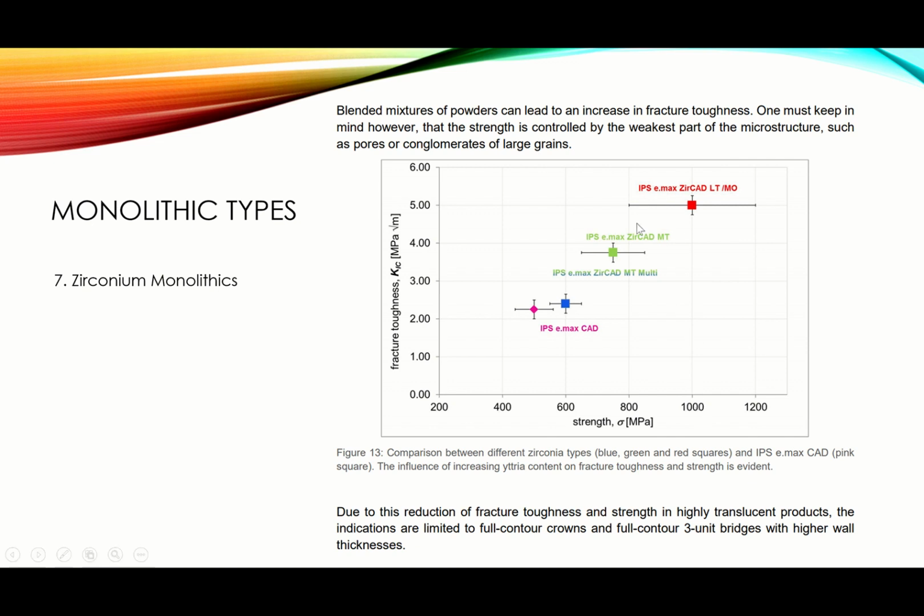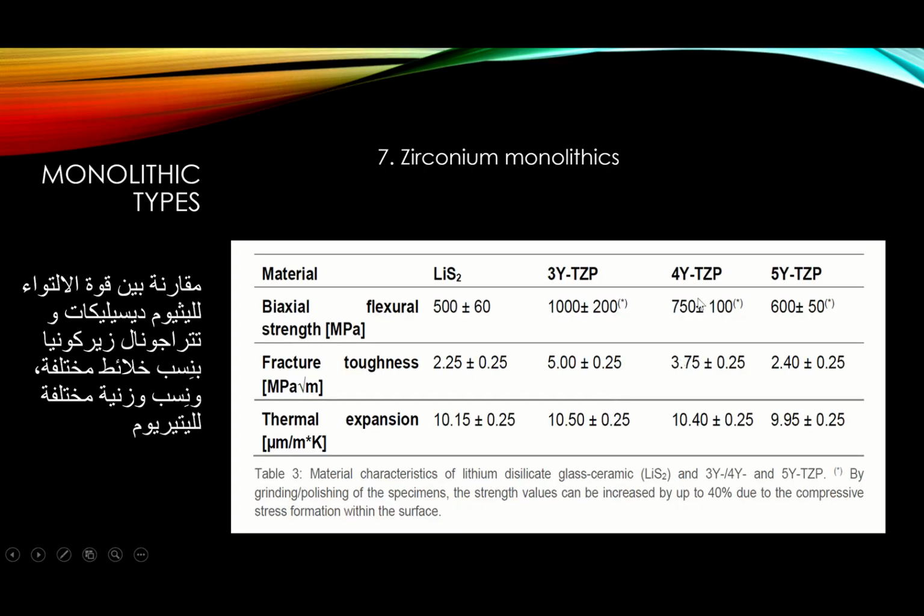All right, now when we go down to 4 deuterium zirconia, you're talking about Zircad MT, medium translucent. When you get to medium translucent, it's more translucent, but it's weaker, so it falls into the 750. See, when you go back, it falls into the 750 range, 750 megapascal.